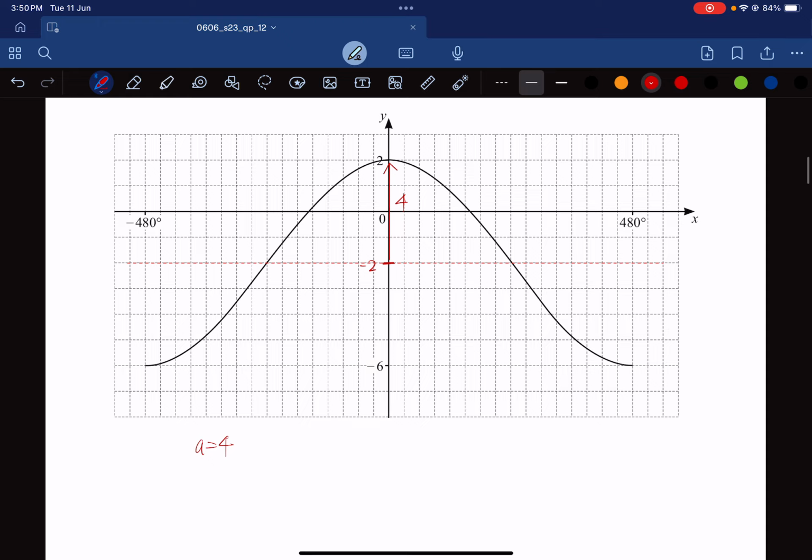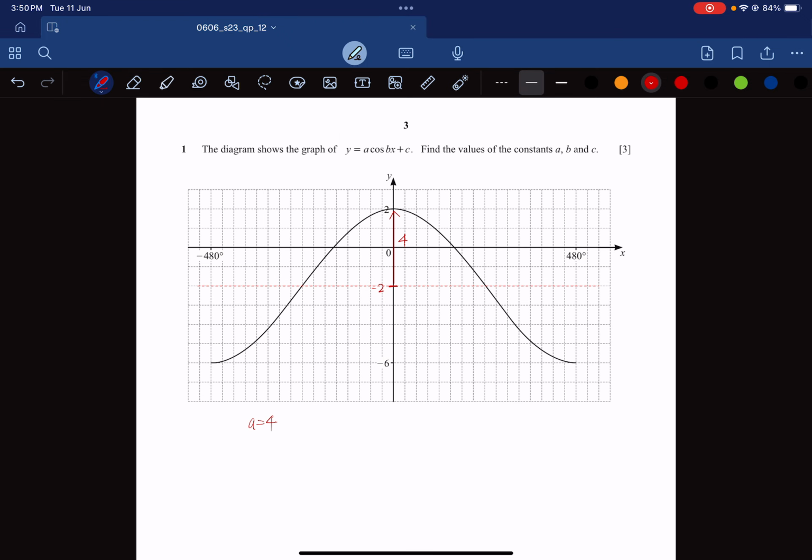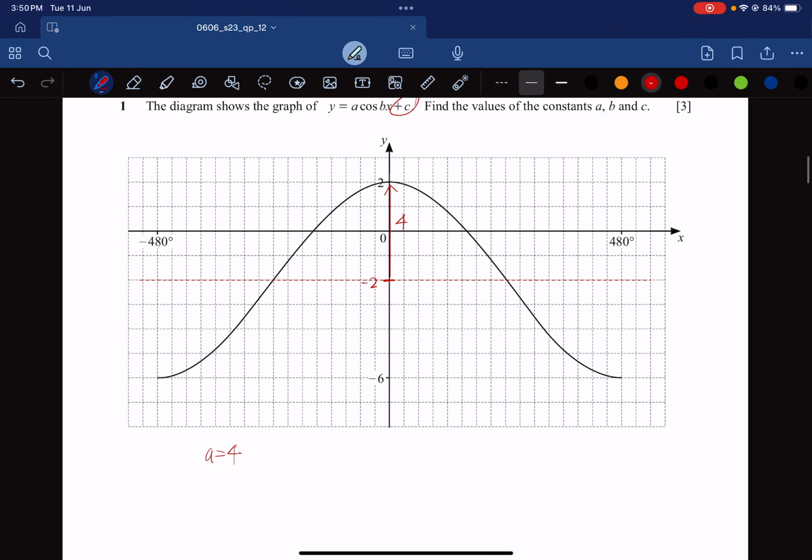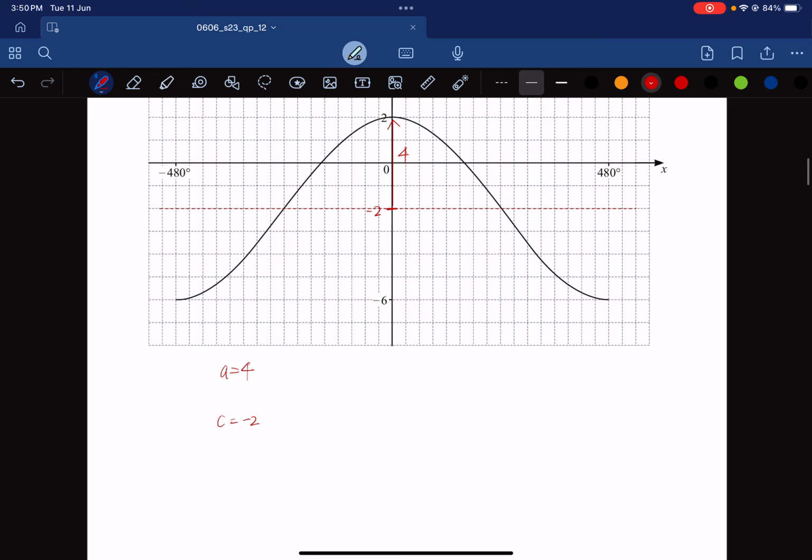And C is the movement of the middle line from y equals 0. Originally, for any function y equals cosine x or sine x, the middle line is y equals 0, right? This is the middle line. Now the middle line is -2, so C is -2.